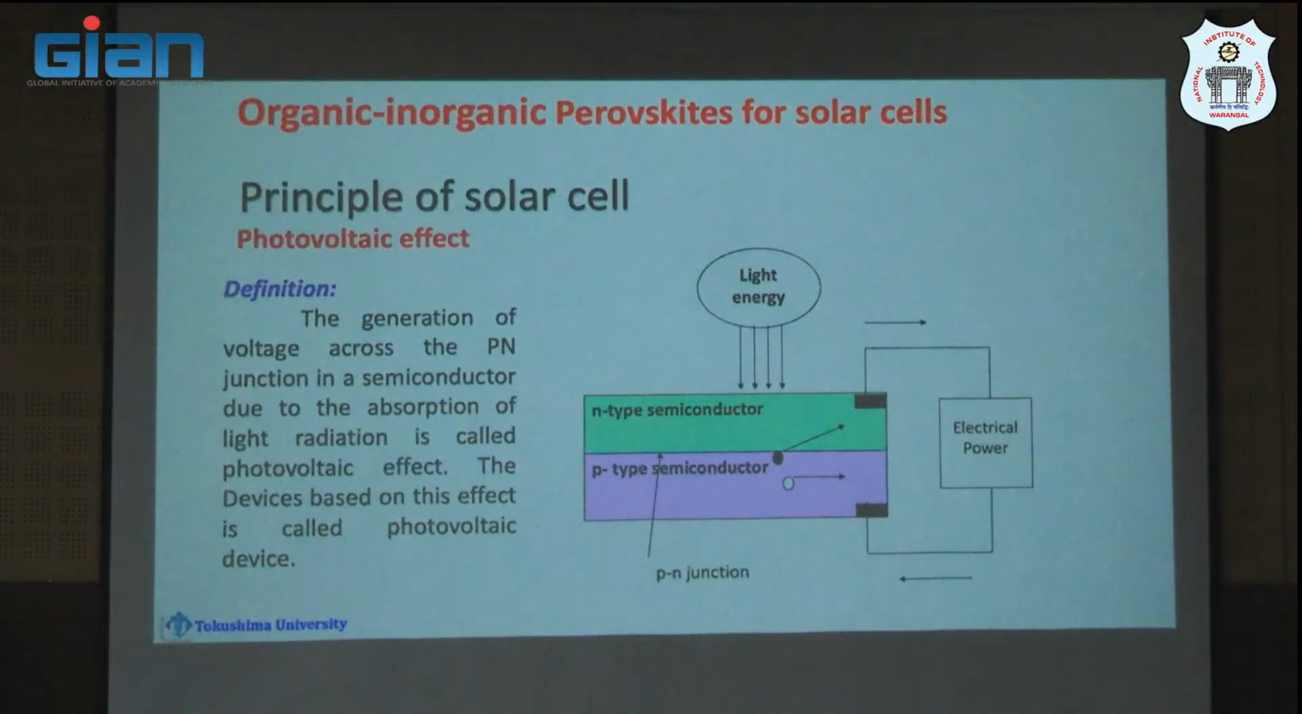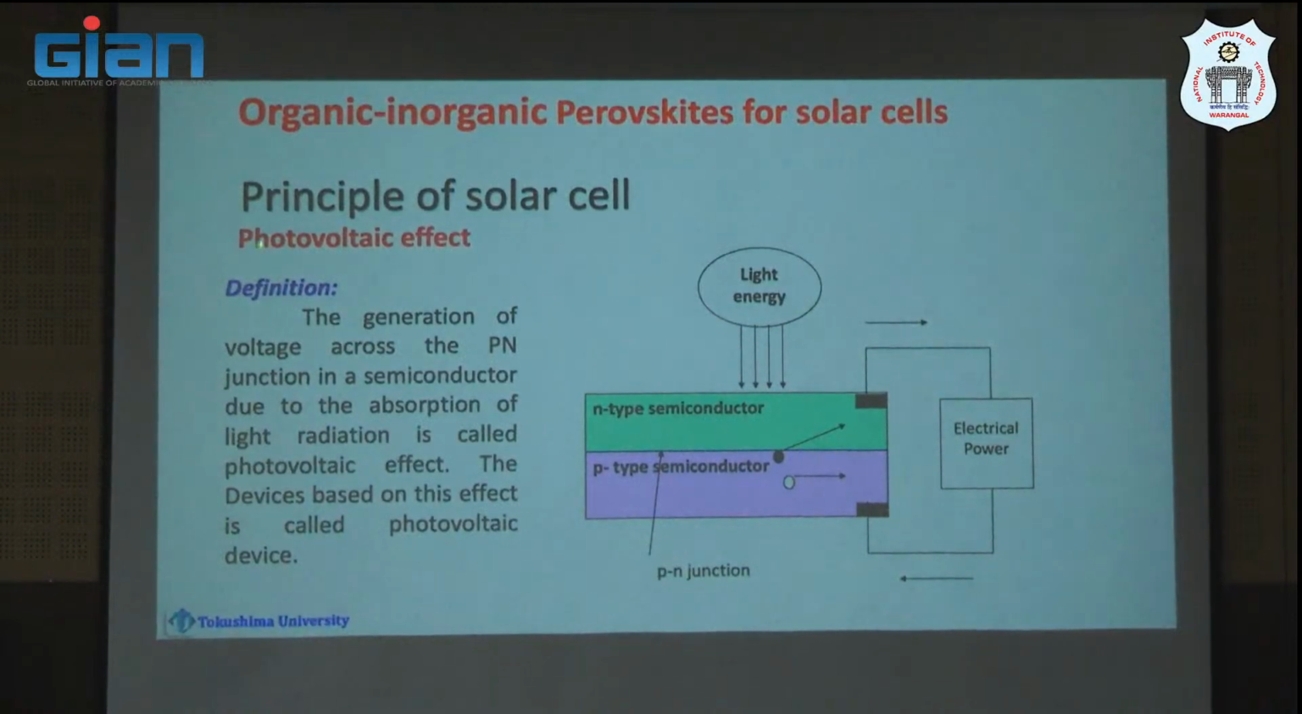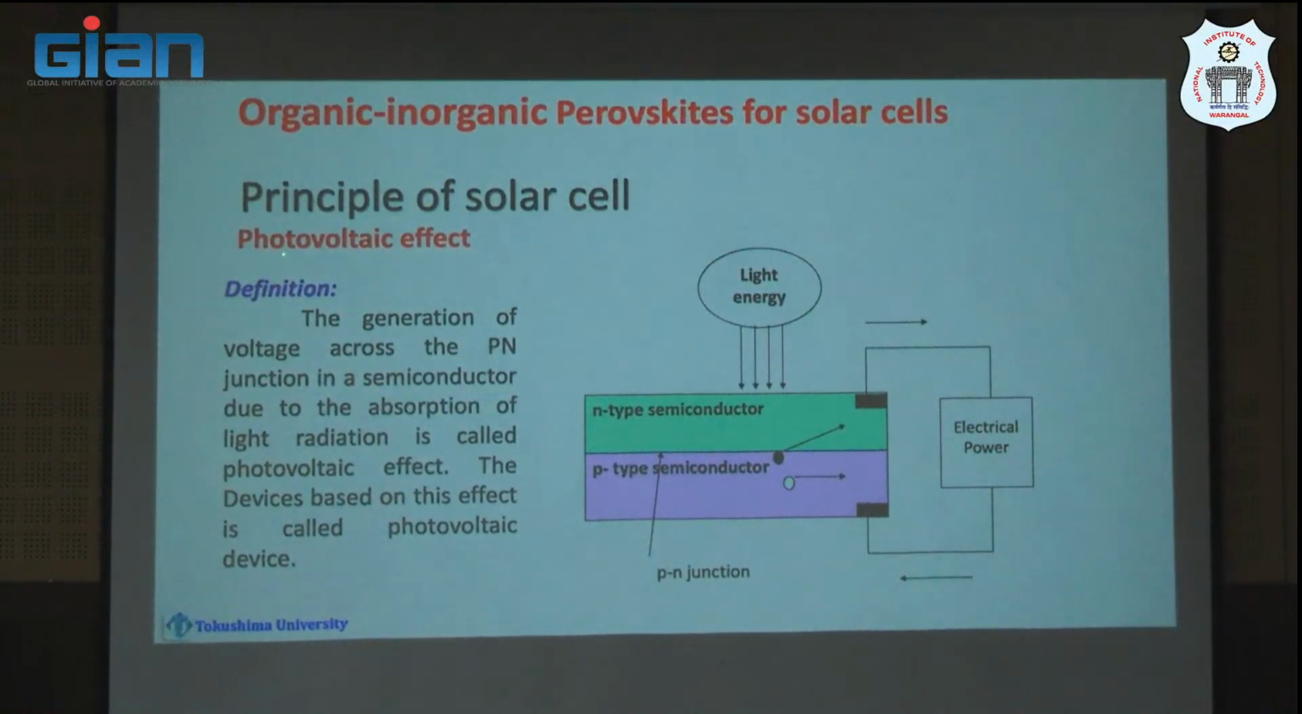Now, application of optoelectronics. I told you I will talk about LED, I will talk about solar cell, and I will talk about photodiode, photodetector. So, solar cell is one of the things that we need to have certain kind of progress in the search of power. So, solar cell works on the photovoltaic effect. What is the photovoltaic effect?